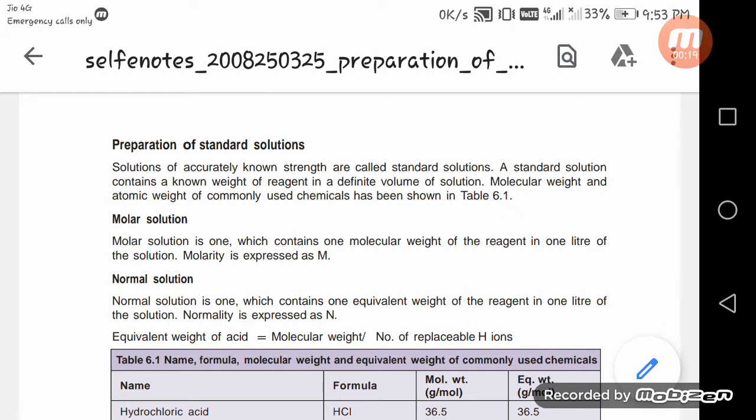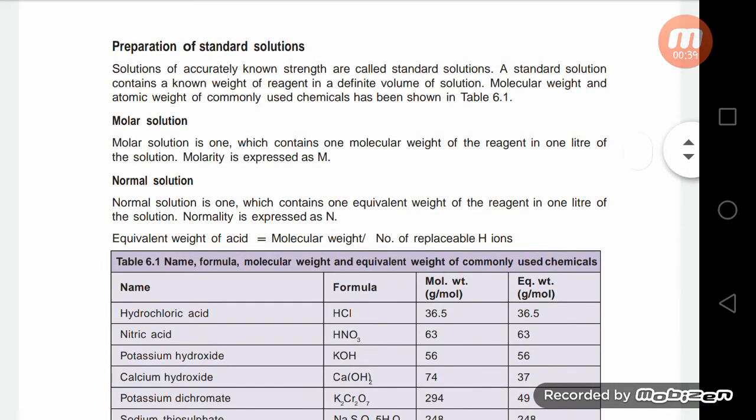Namaste. This is the class of pharmaceutical analysis. Preparation of standard solution. Solutions of accurately known strength are called standard solutions. A standard solution contains a known weight of reagent in a definite volume of solution. Molecular weight and atomic weight of commonly used chemicals have been shown in the table, you can see here in 6.1.